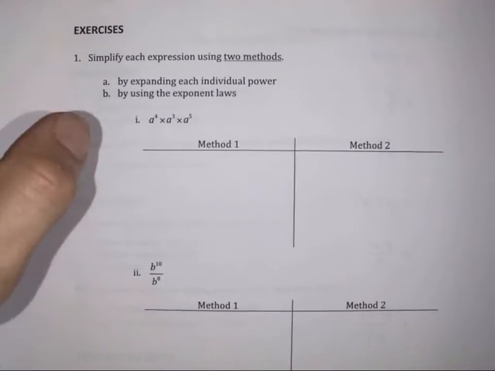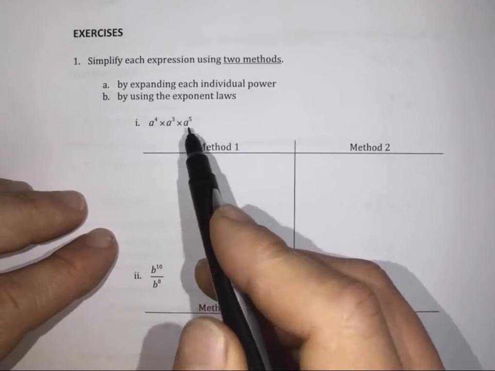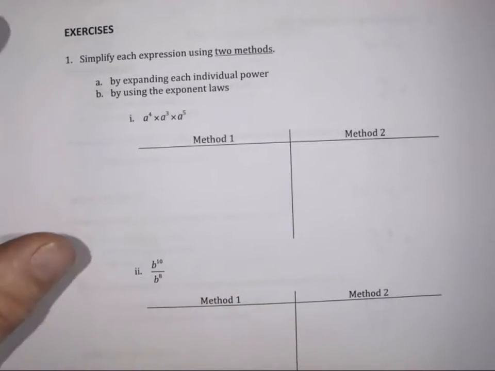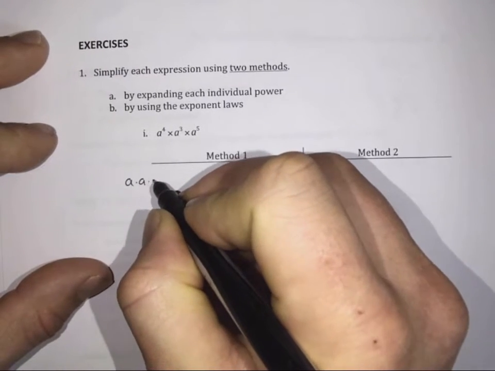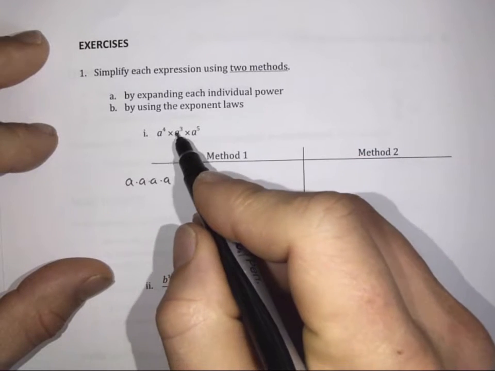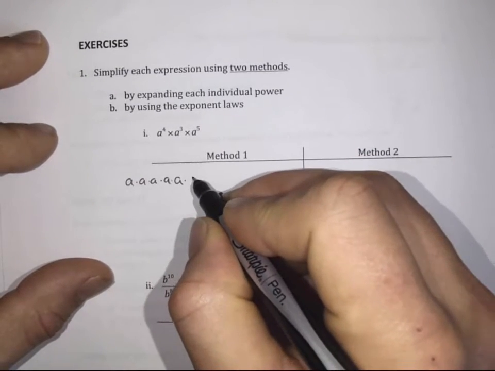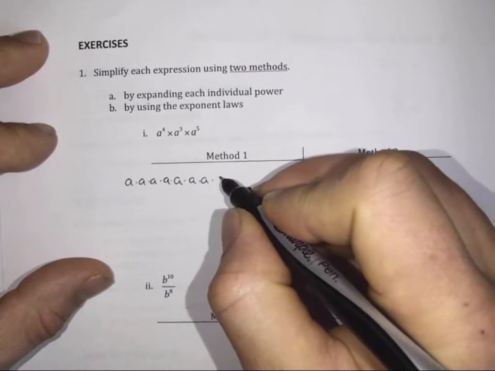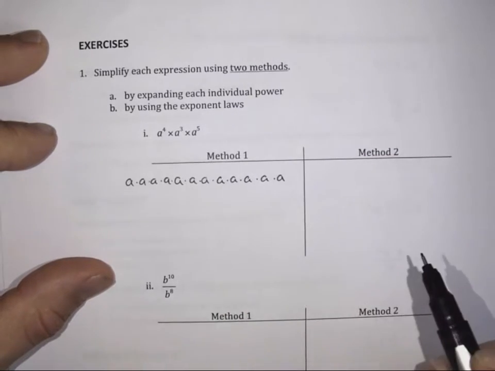All right, so let's get it started with 1a. So we're going to expand each power in this question. So I'll start with a to the exponent 4. That means a times a times a times a. And that's being multiplied by a cubed, which means a times a times a, which is being multiplied by a raised to an exponent 5, which means a times a times a times a times a.